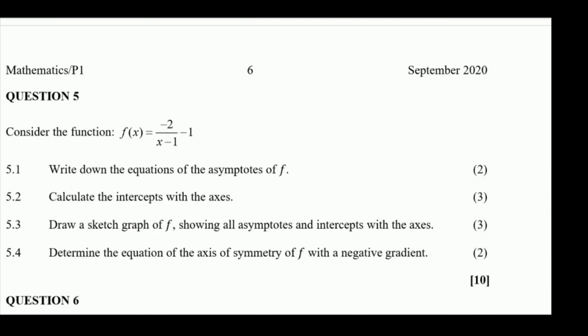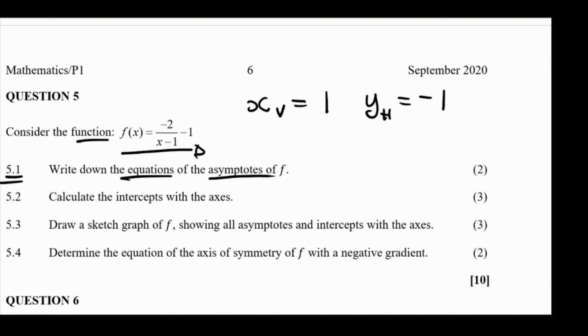We're going to do question 5. We are given the function f of x equals this equation here, and 5.1 asks us to write down the equations of the asymptotes of f. Looking at this equation, we can tell that the vertical asymptote is x equals 1, and the horizontal asymptote is y equals minus 1, right? So that is your vertical asymptote, and that is your horizontal asymptote.